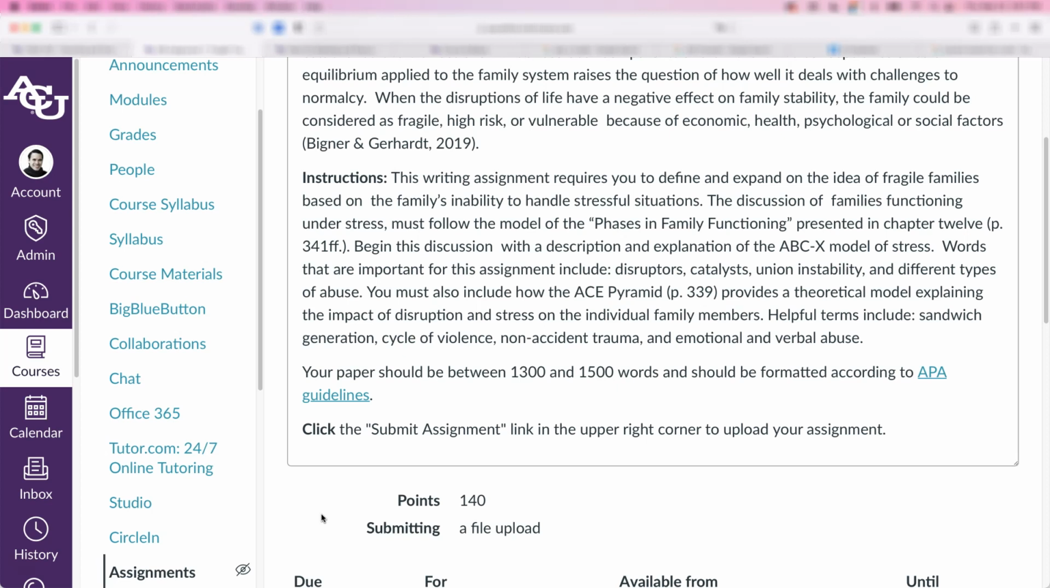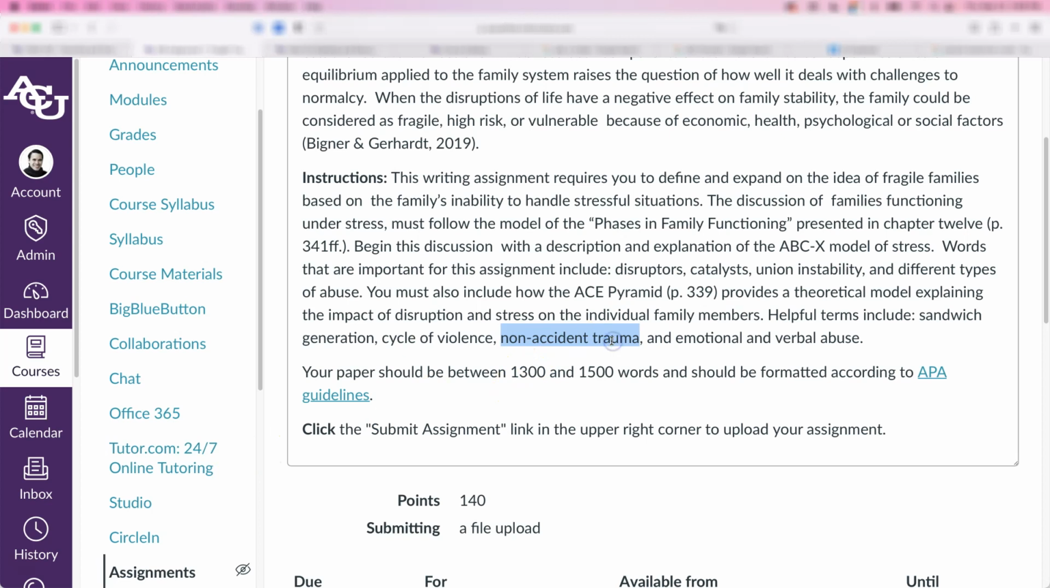The instructions continue. You must also include how the ACE pyramid, which again, we'd be writing that with the word pyramid being in lowercase and followed by an author date citation, how the ACE pyramid provides a theoretical model explaining the impact of disruption and stress on the individual family members. Helpful terms include sandwich generation, cycle of violence, non-accident trauma, and emotional and verbal abuse. Again, this is a listing of things that you should be including, that you should be specifically discussing and identifying with these specific terms in your paper.